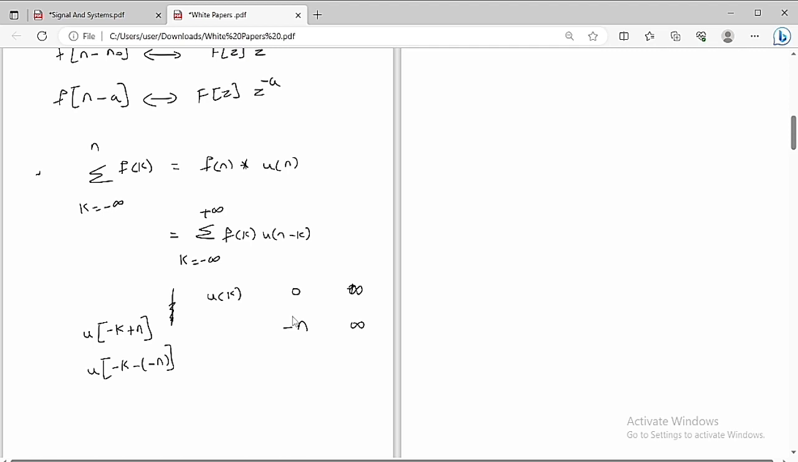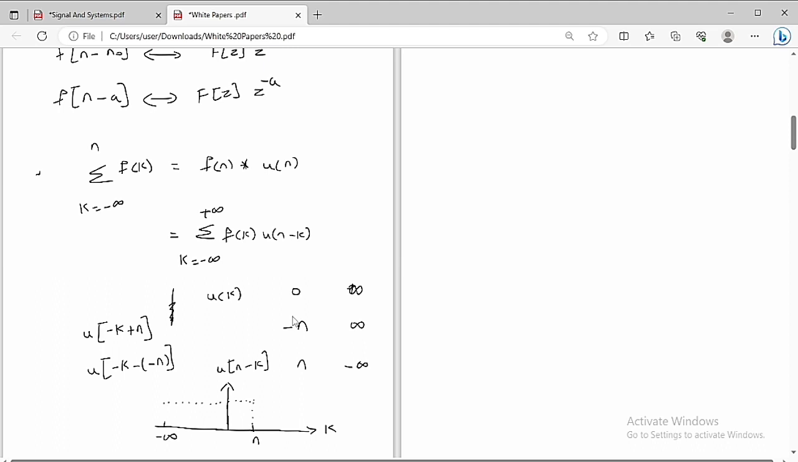Now again there is a minus, which means you have to divide by minus 1 at the initial point as well as the final point. So minus n divided by minus 1 is n, and infinity divided by minus 1 is minus infinity. If you draw the graph, the final graph looks like this, with respect to k. This is the overall graph of u of n minus k. The initial point is n and the final point is at minus infinity, and its value is equal to 1.